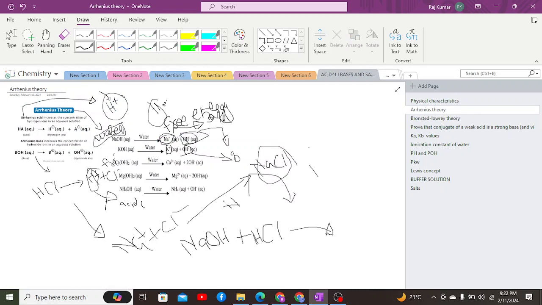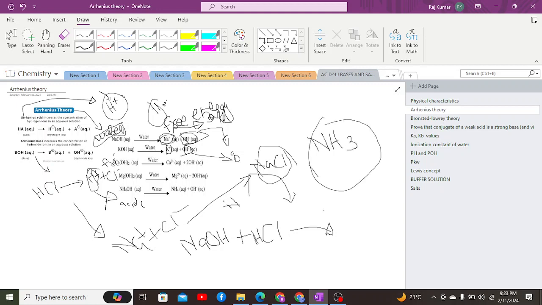Coming to the other topic, which is the limitations. Arrhenius theory first and foremost has the limitation that it is only applicable in aqueous solution. Secondly, some compounds are not capable of producing H or OH ions. Let's suppose ammonia NH3 does not have OH ions. So even though it is a base, at that moment it was again a drawback or limitation.